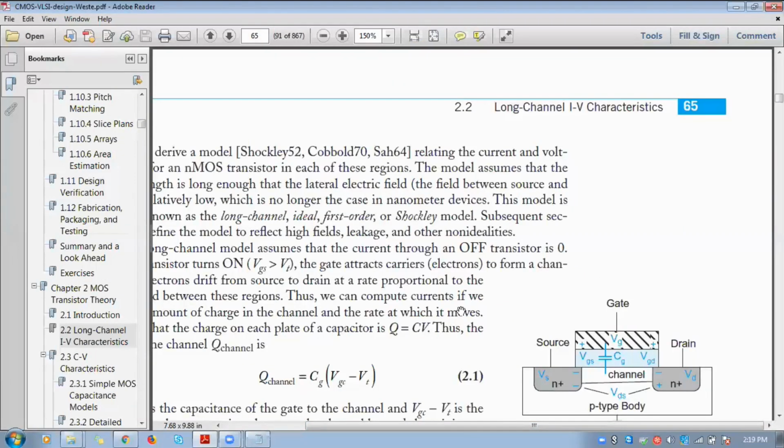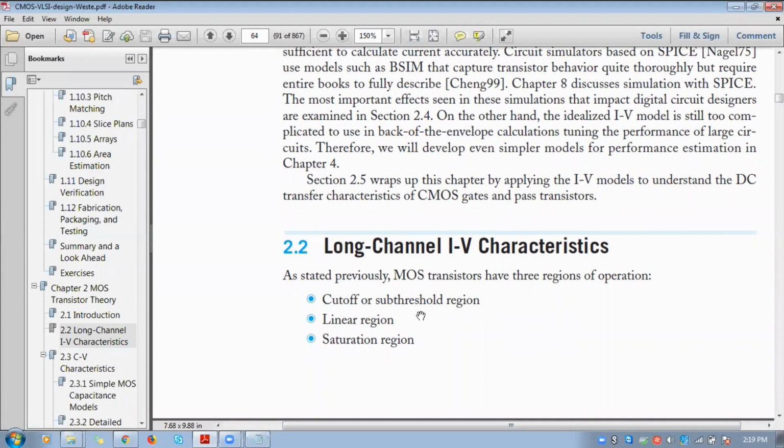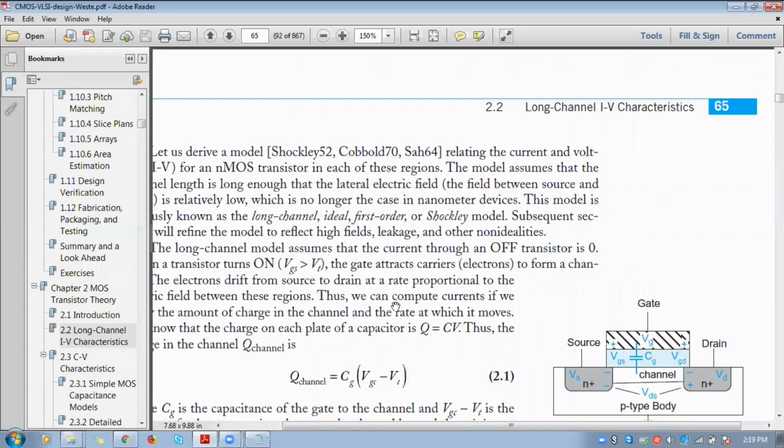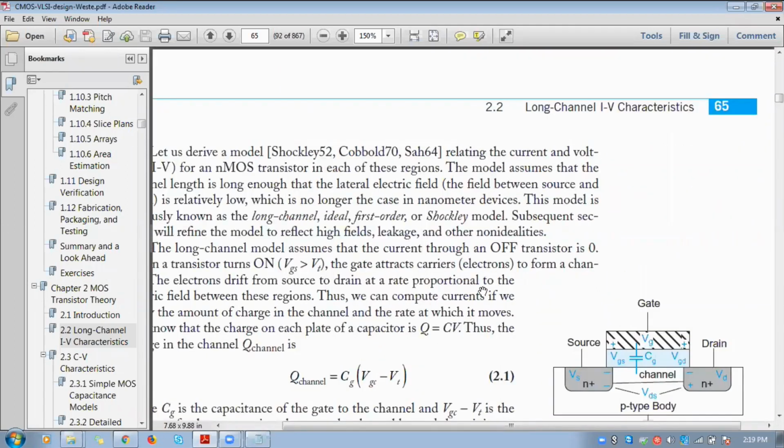In this topic, we will be deriving the expression for output current. This is termed as the ideal IV characteristics, or long channel IV characteristics, or the Shockley model. We will be deriving the expression for output current in all three regions of operation.